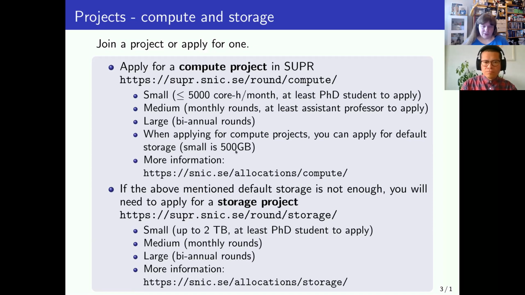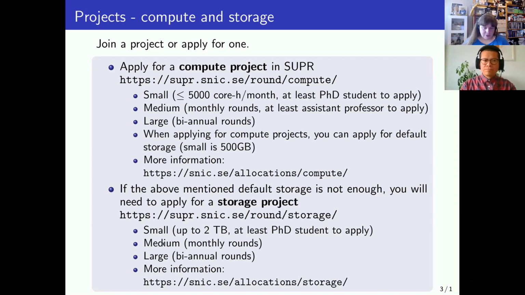If the 500 gigabytes is not enough for you and the other project members, which often will not be, then you need to apply for a storage project, or rather the PI will have to do that. You can apply for a small one, which is usually what you will do if you have a small compute project. And then you will get up to 2 terabytes of space for you and your project members.